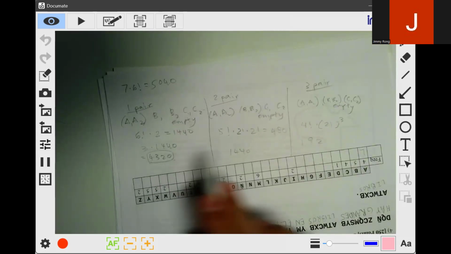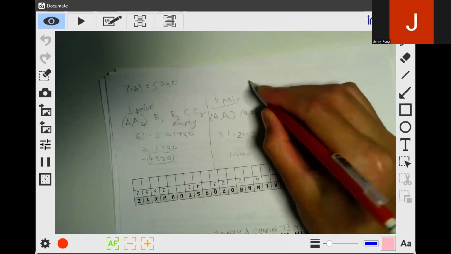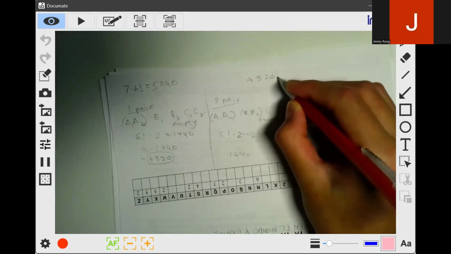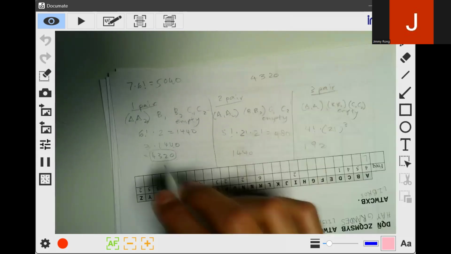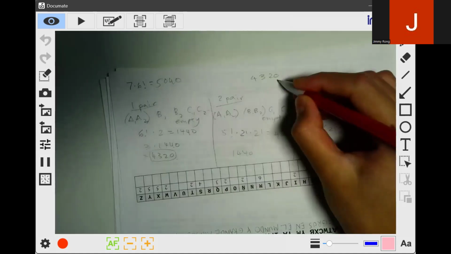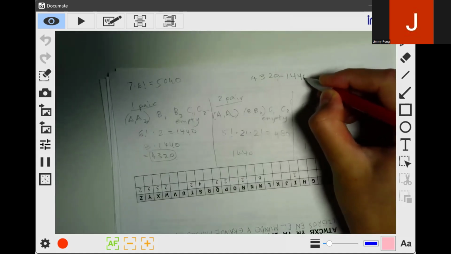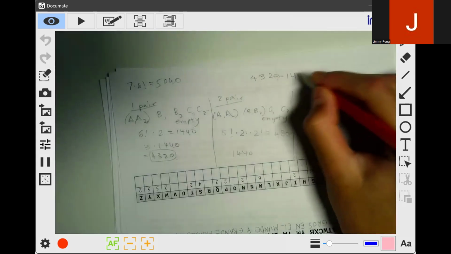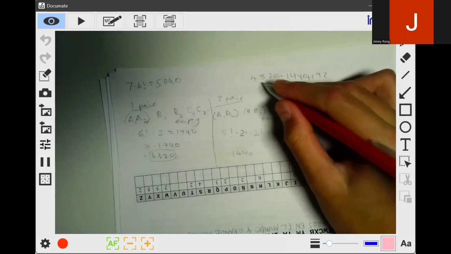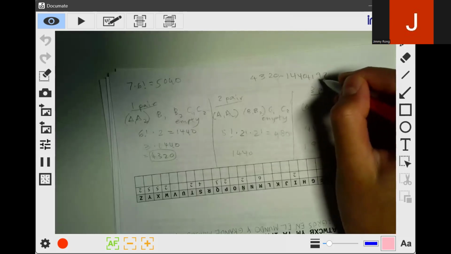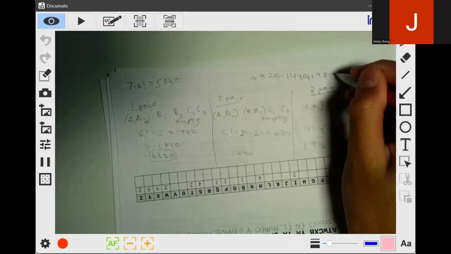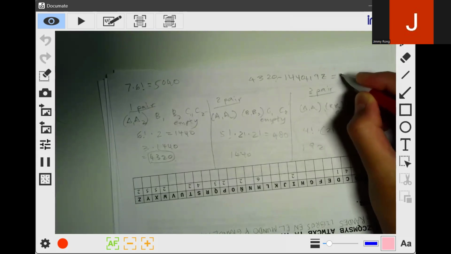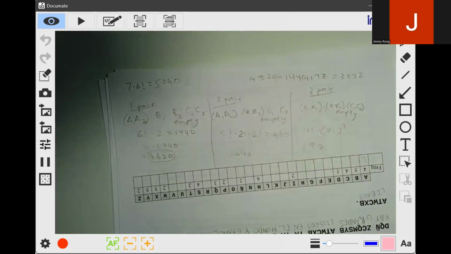So by the principle of inclusion-exclusion, our total number of ways for at least one pair to sit next to each other is this, minus 1440, plus 192. So this is 2,880, 2,980, and then 3,072. So this is 3,072.